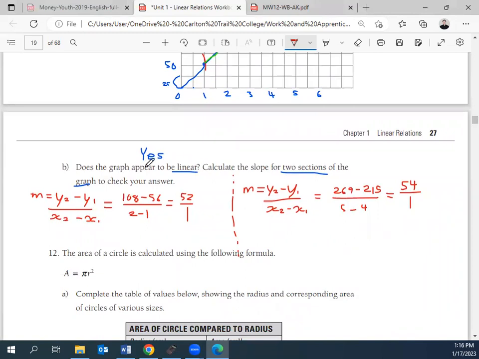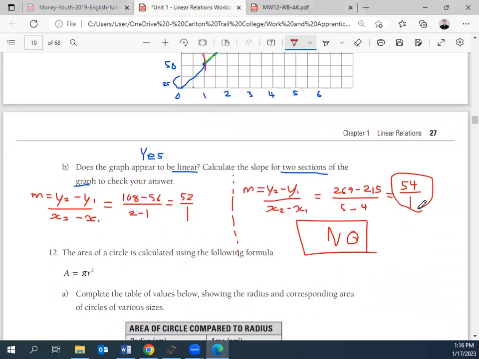So does the graph appear to be linear? Yes. Is it actually linear? No. It is not a linear line because our 2 slopes are very slightly different. What that means is this person was selling more orange juice as they went later into the week than when they first started.